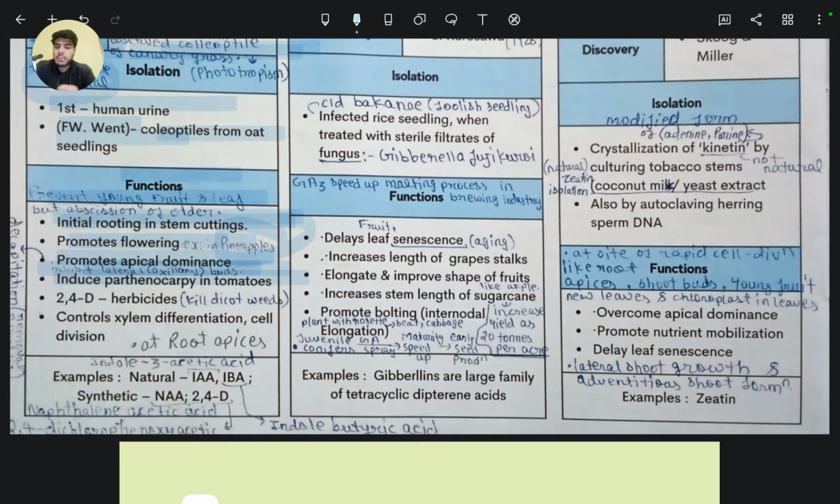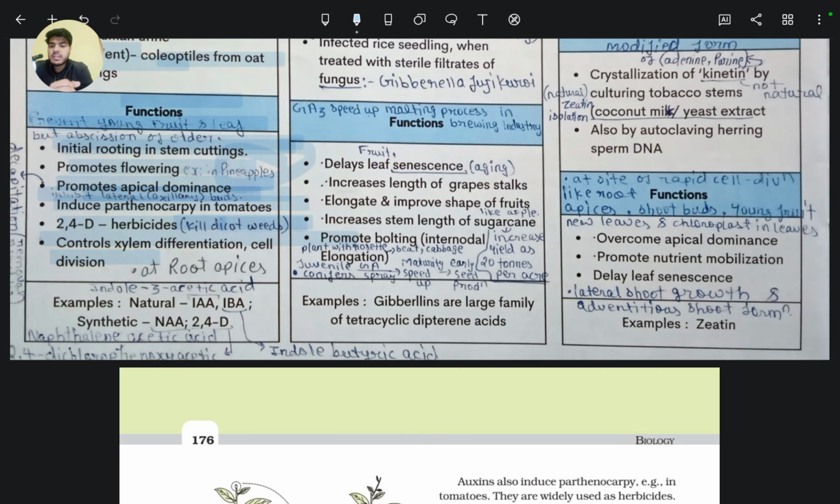It induces parthenocarpy in tomatoes. 2,4-D is a herbicide that kills dicot weeds. Auxin controls xylem differentiation and cell division. It is present at root and shoot apices. Examples of natural auxins are IAA and IBA. IAA is indole-3-acetic acid, and IBA is indole butyric acid. Synthetic auxins are NAA and 2,4-D, that is naphthalene acetic acid and 2,4-dichlorophenoxyacetic acid.